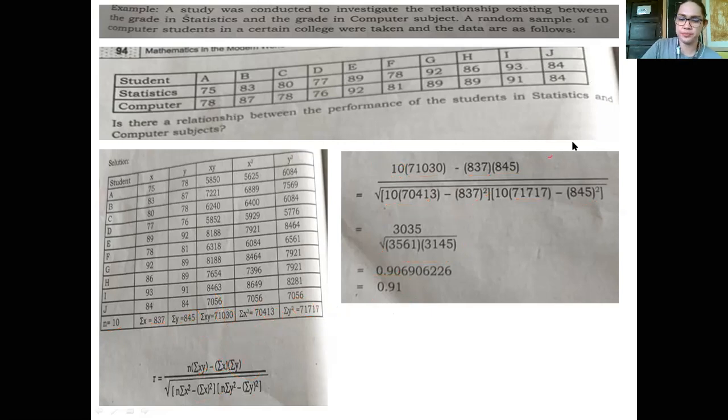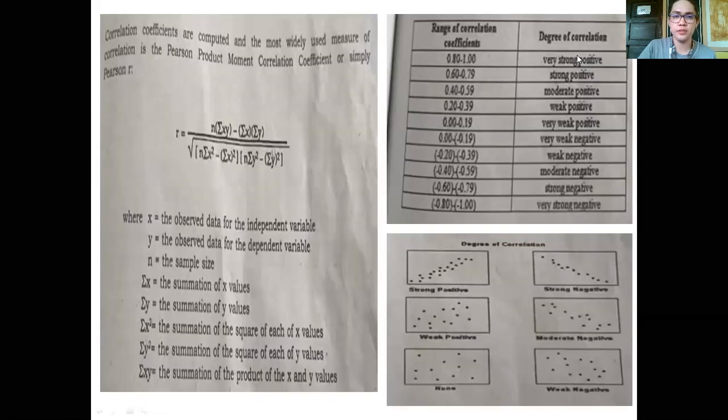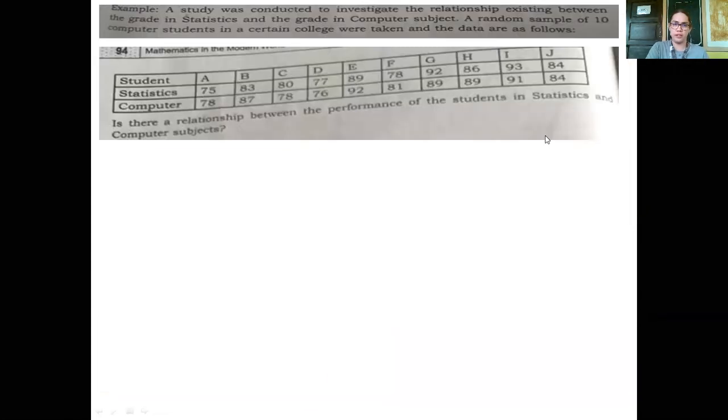Let's see the implication. Therefore, there exists a very positive relationship between the performance of the students in statistics and computer. Why very positive? Because it's closer to, try to observe, 0.91 is your R, and that is closer to 1. Remember the one that I told you a while ago? 0.90 is located in here, so that's a very strong positive relationship. So I hope you can follow.